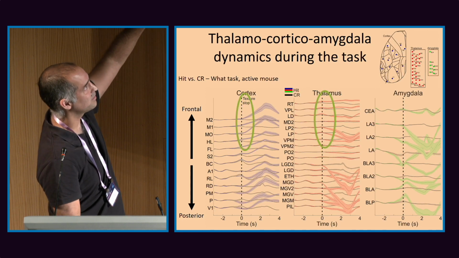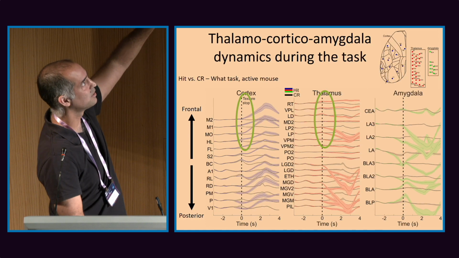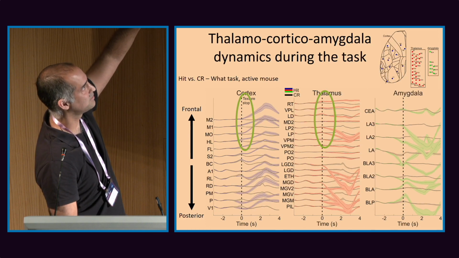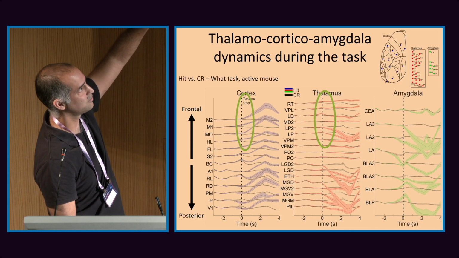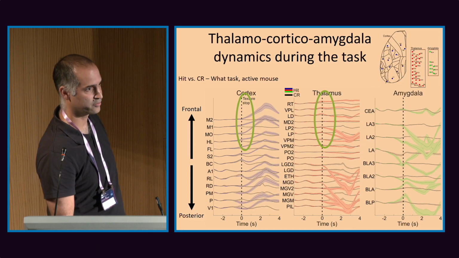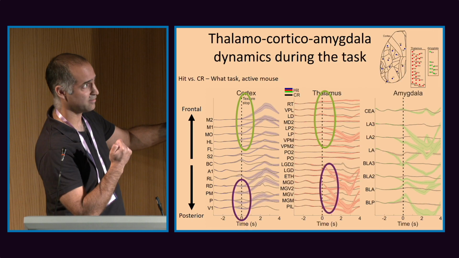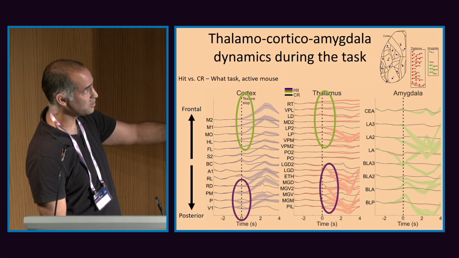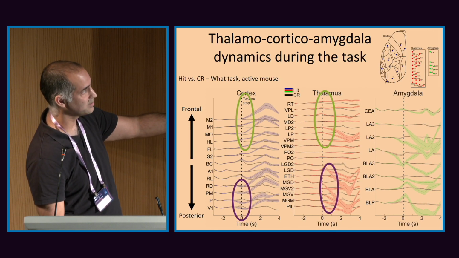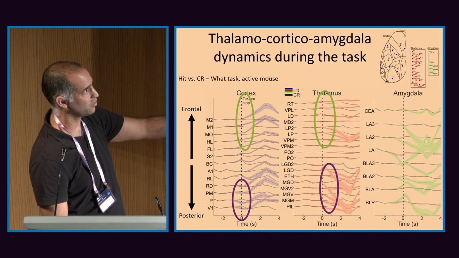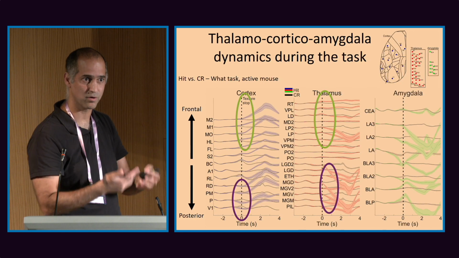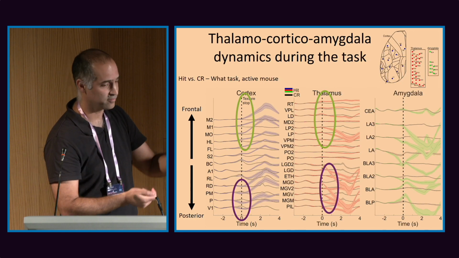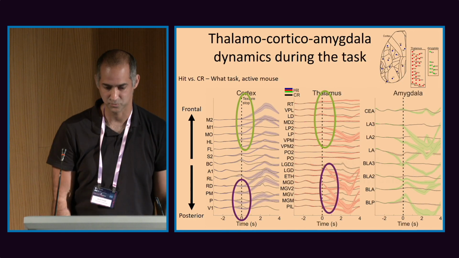If you look at the frontal area, and this mouse is an active mouse, in cortex there is higher activity in a lot of frontal areas, but also in frontal thalamic areas there is some higher activity in hits and correct rejections. This mouse is passive, is active, so in the posterior part of cortex, area P goes down, area V1 also, but also some thalamic posterior areas, like auditory thalamus, also go down, relatively similar to cortex.